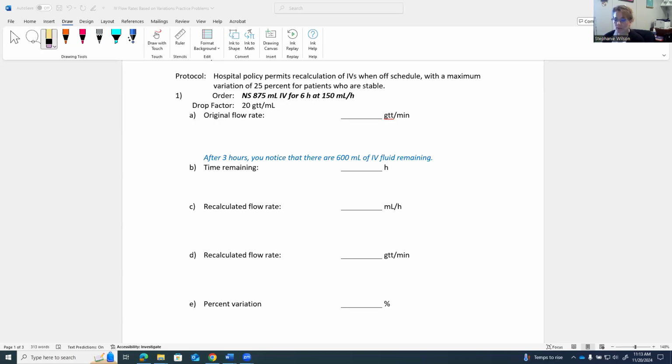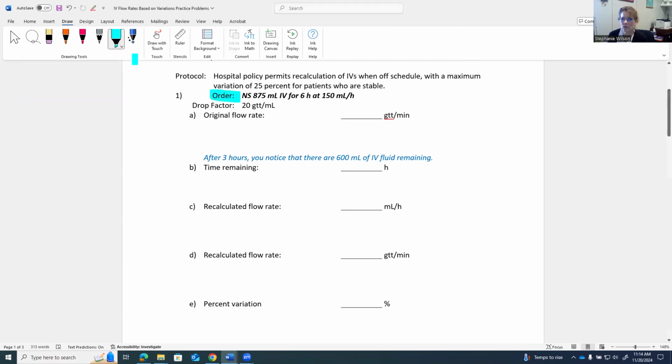Today's lecture is going to go over flow rate, time, and calculating the variations. So as you see here on the screen, the first example we got here is a hospital policy permits recalculations of IVs when off schedule with a maximum variation of 25% for patients who are stable. Okay, so we got this information.